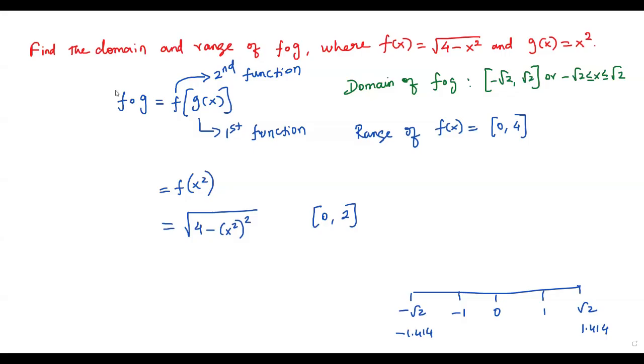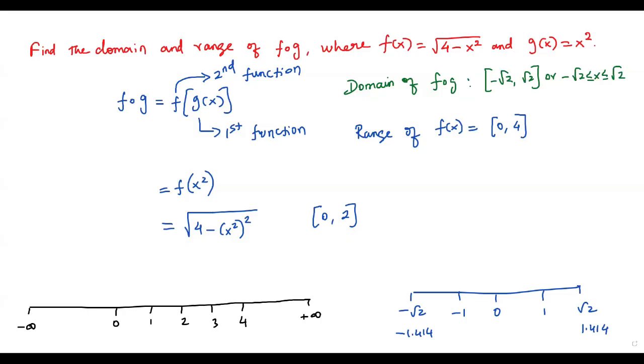Again, we can draw a number line for the range. This number line represents the range. Let me take positive infinity here and negative infinity here. Now let me mark 0. The range of the composite function is 0 to 2, and the range of the second function is 0 to 4. Let's mark all these values: if I take 0 here, then we have 1, 2, 3, and here 4.